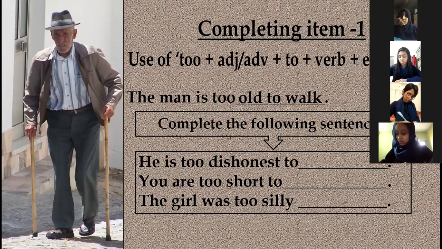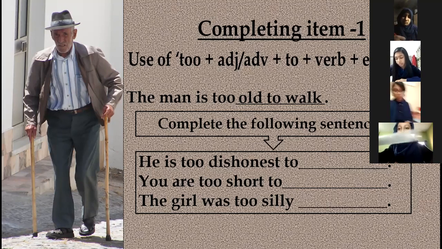Reach the trees, right? You are too short to reach the trees. Okay, branches of trees. You are too short to touch the branches of trees.